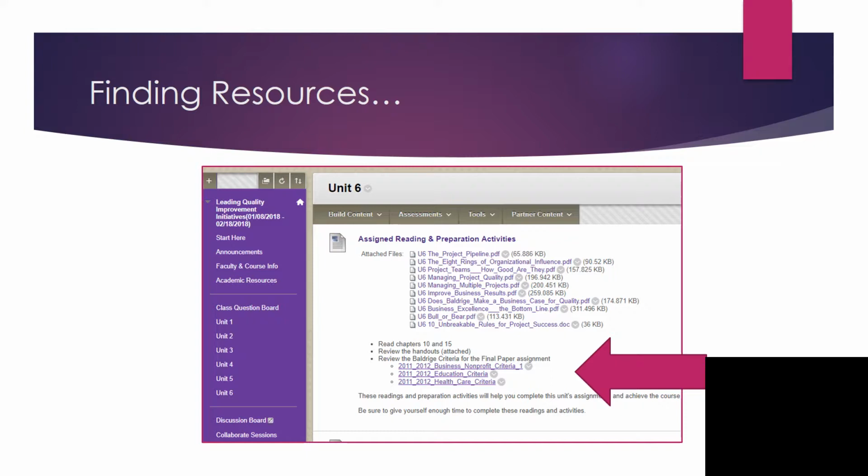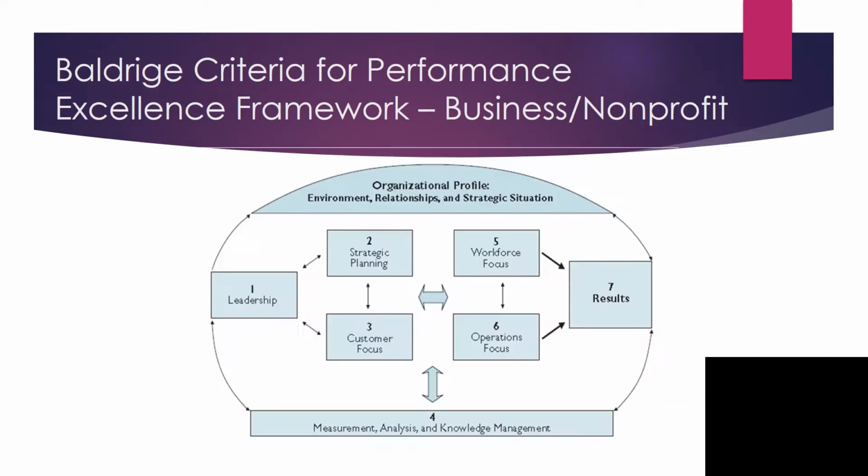After you choose the organization for your final assignment, you will need to select the applicable criteria. You will find the Baldrige Criteria in the Assigned Reading area of Unit 6. Your next step is to review the Baldrige Criteria. Choose one of the four based on the organization: business, nonprofit, education, or healthcare. For the purpose of this presentation, I'm using the business nonprofit for the type of organization.